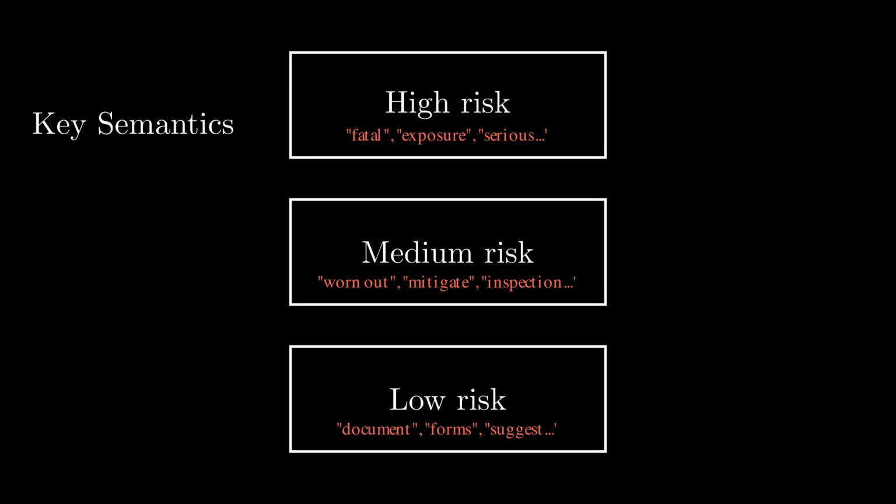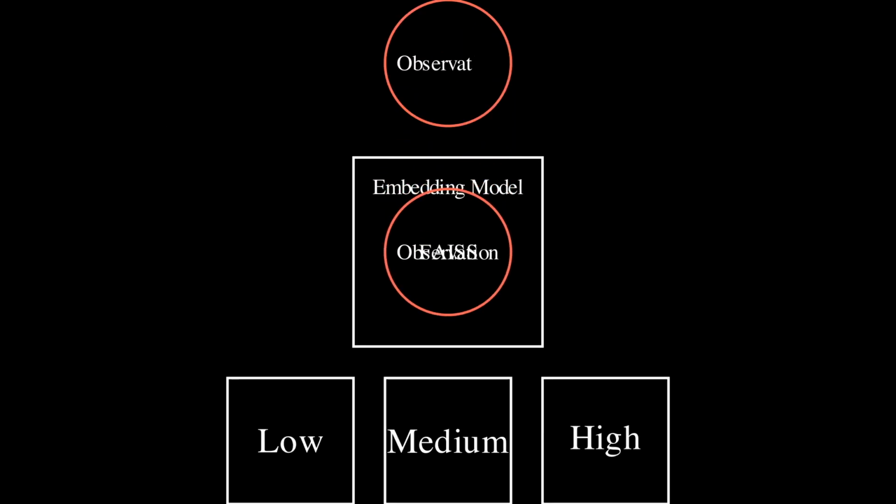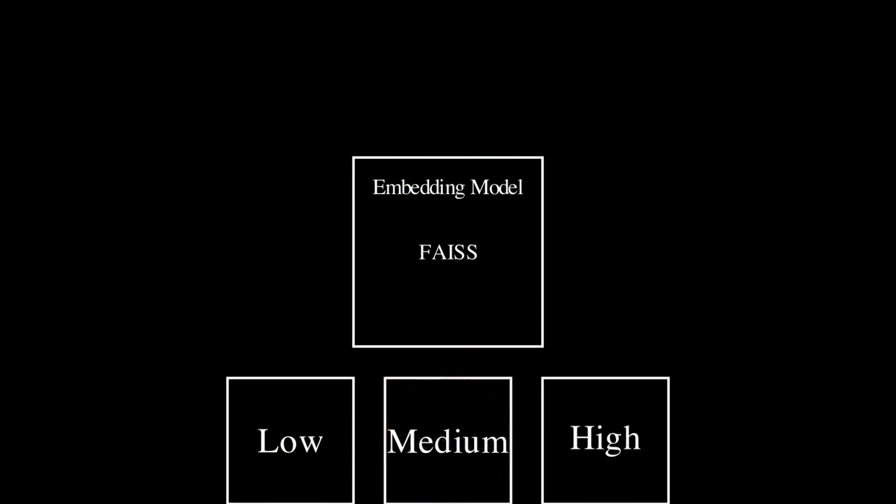The first step was to establish keywords that could help identify exposures as low, medium, and high risk situations. Then we fed these keywords into an embedding model using Facebook AI similarity search to develop a model that could characterize any observation into a low, medium, or high risk bucket.